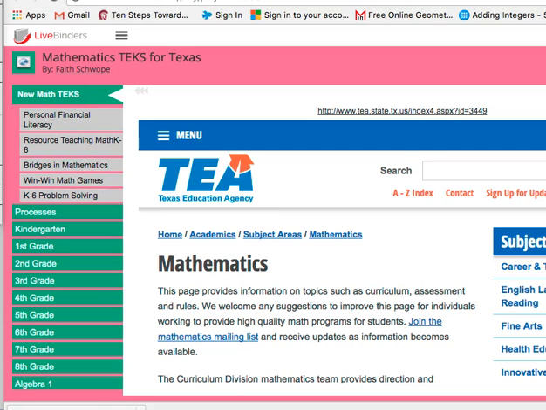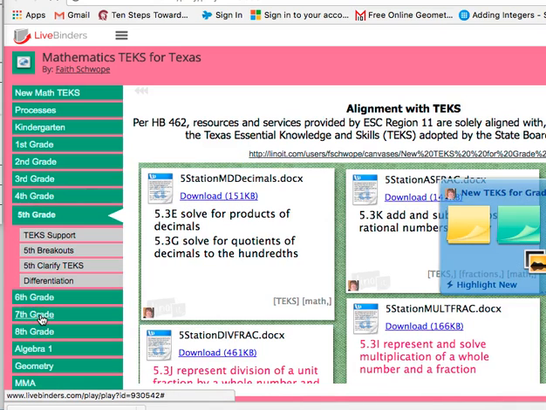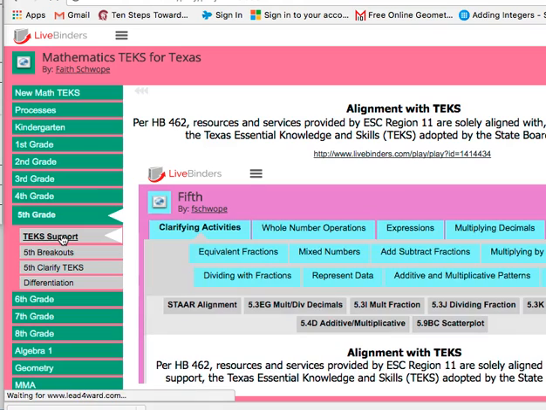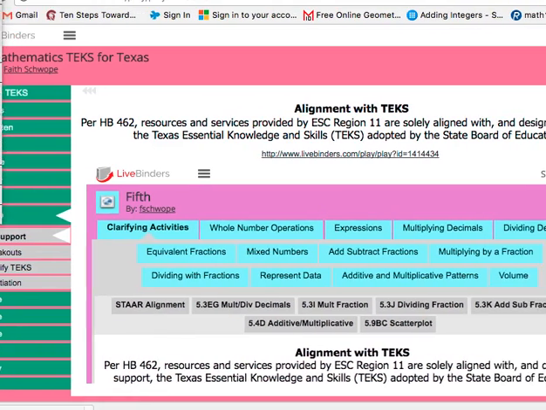This is a website that Region 11 has put together and shared. It has support for all the different TEKS. What I like about it is their math specialist has made videos that help you as a teacher find resources and actually go through how you explain the different concepts. Since we're focusing on decimals today, I'm going to click on 5th grade. Here we have a lot of different activities that have been uploaded that you can click on and use, and you can use this website once you leave my class. You can go to Region 11, you can use the website I've created, but once you click on TEKS support, these are actually little videos that the specialist has created.